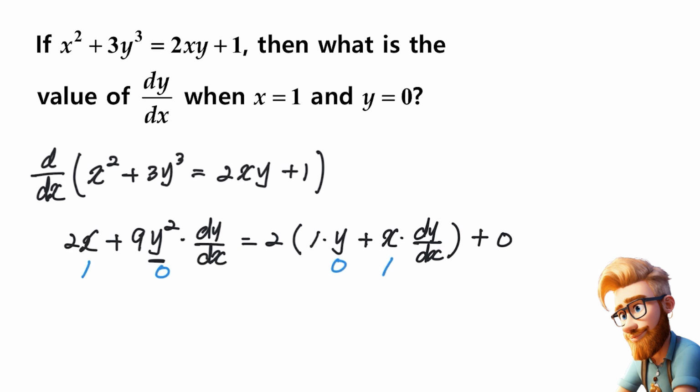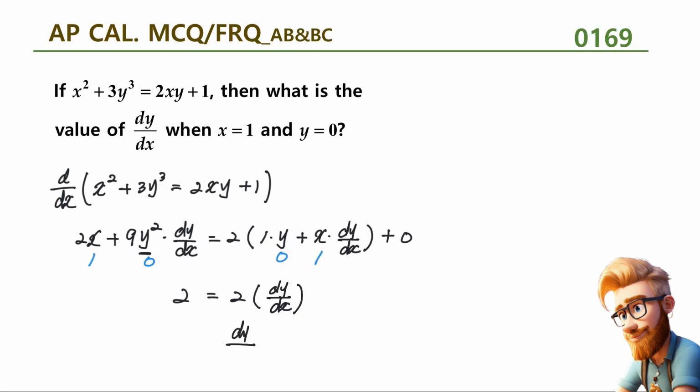Okay? So if y is 0, all of this expression is equal to 0, right? So 2 plus 0, which is equal to 2 here, is equal to 2 times 0 plus 1 times dy dx, that's just dy dx, right? So dy over dx is equal to 2 divided by 2, 1. So the answer is 1.